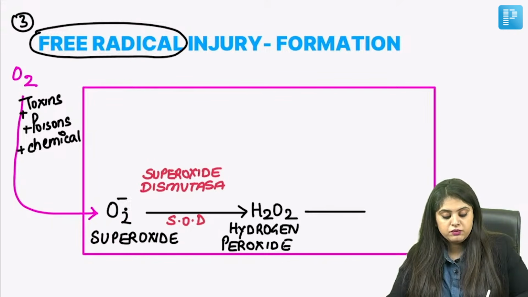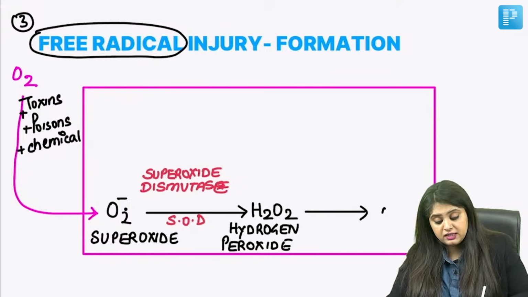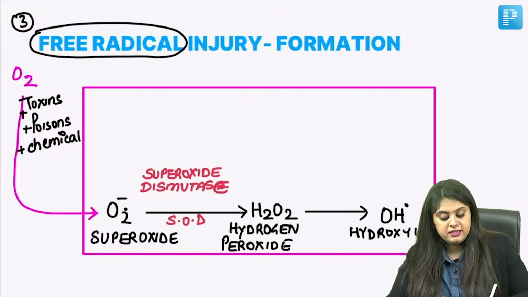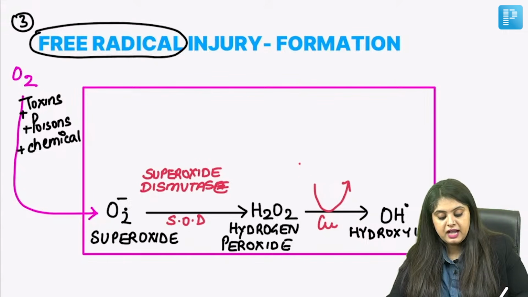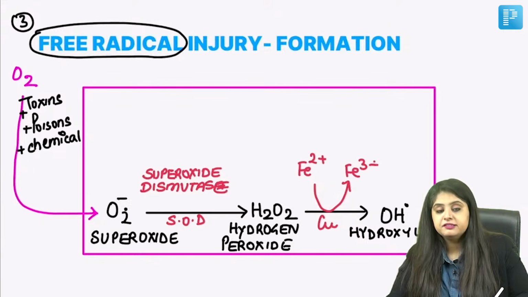This H2O2 will then convert into the third and the last free radical, which goes by the name of hydroxyl. How was it formed? By metals. Either because of copper it formed or because of iron it formed. But there's a reaction. When iron changes from Fe2+ to Fe3+, that is when H2O2 changes to hydroxyl.